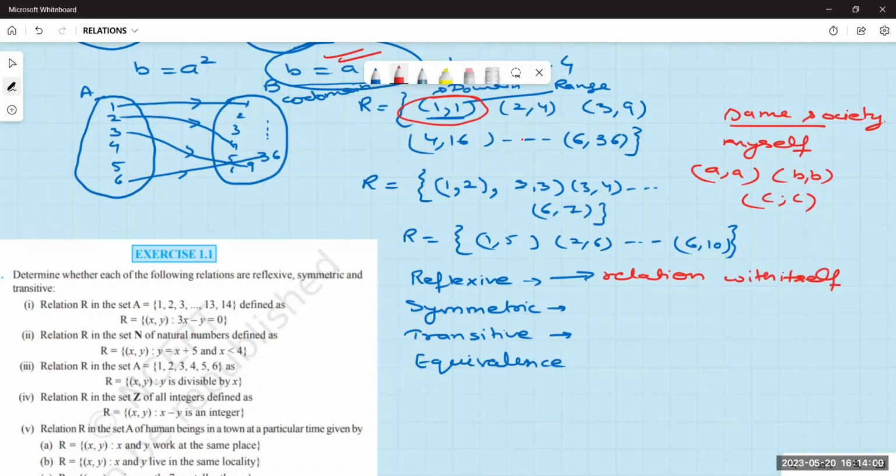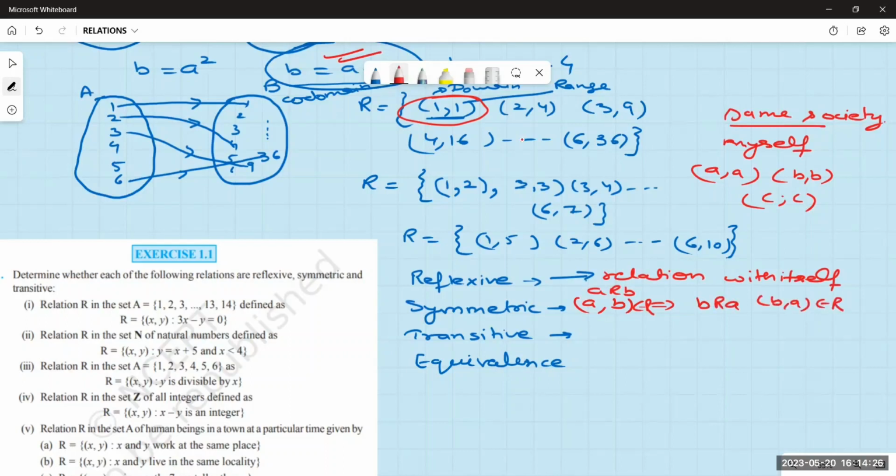Right? Symmetric is when A is related to B, then B is also related to A. We write it like this. A is related to B, or AB is an element of R. There are 2 ways to write this. That AB is an element of R means relation, or A is related to B. Any way you can write. Then we have to show that B is also related to A, or BA is an element of R.